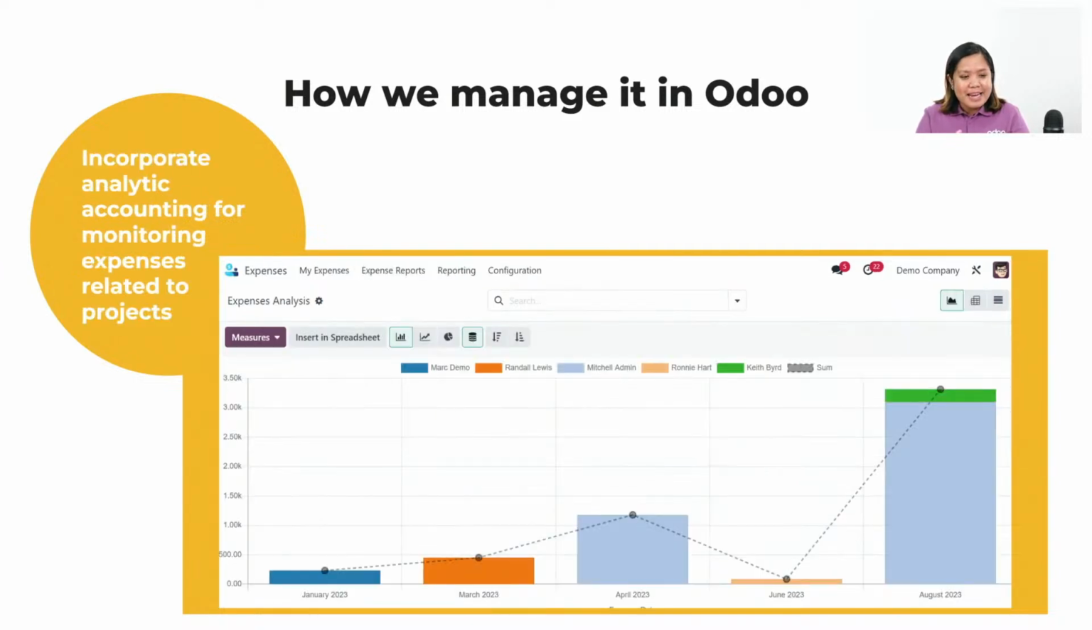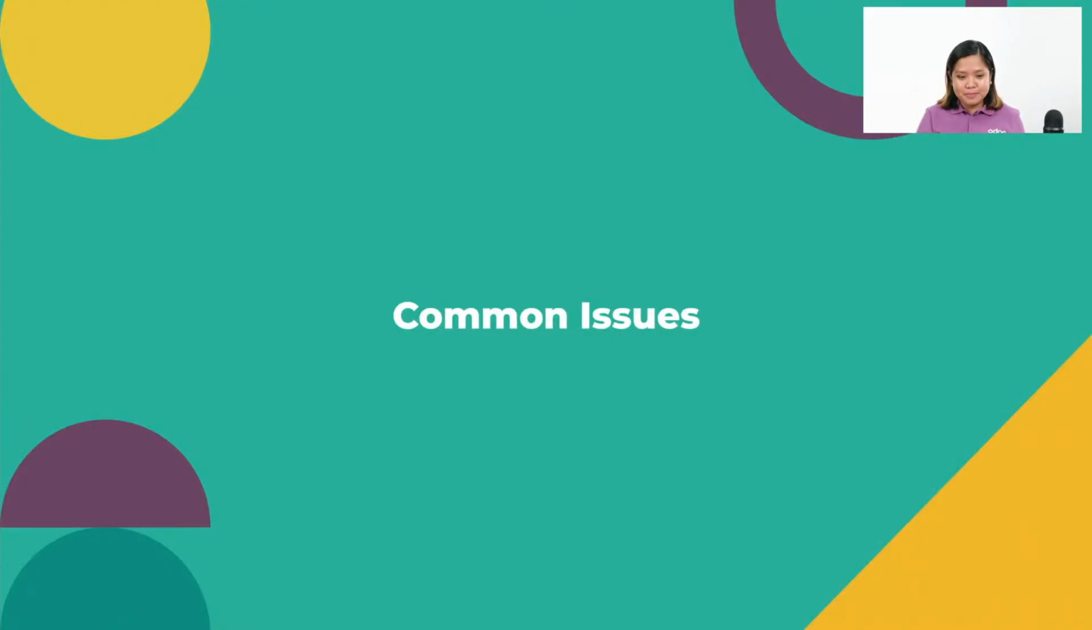Okay? And lastly, one of my favorites is analytic accounting. We can incorporate it to monitor expenses related to projects. This is especially important when you segment, let's say, in your company, you have one book but multiple smaller businesses, and you want to see the performance per business. If you used petty cash accounting for one of your businesses and want it allocated to that one business only, to see its reporting, we can do that through Odoo Accounting.